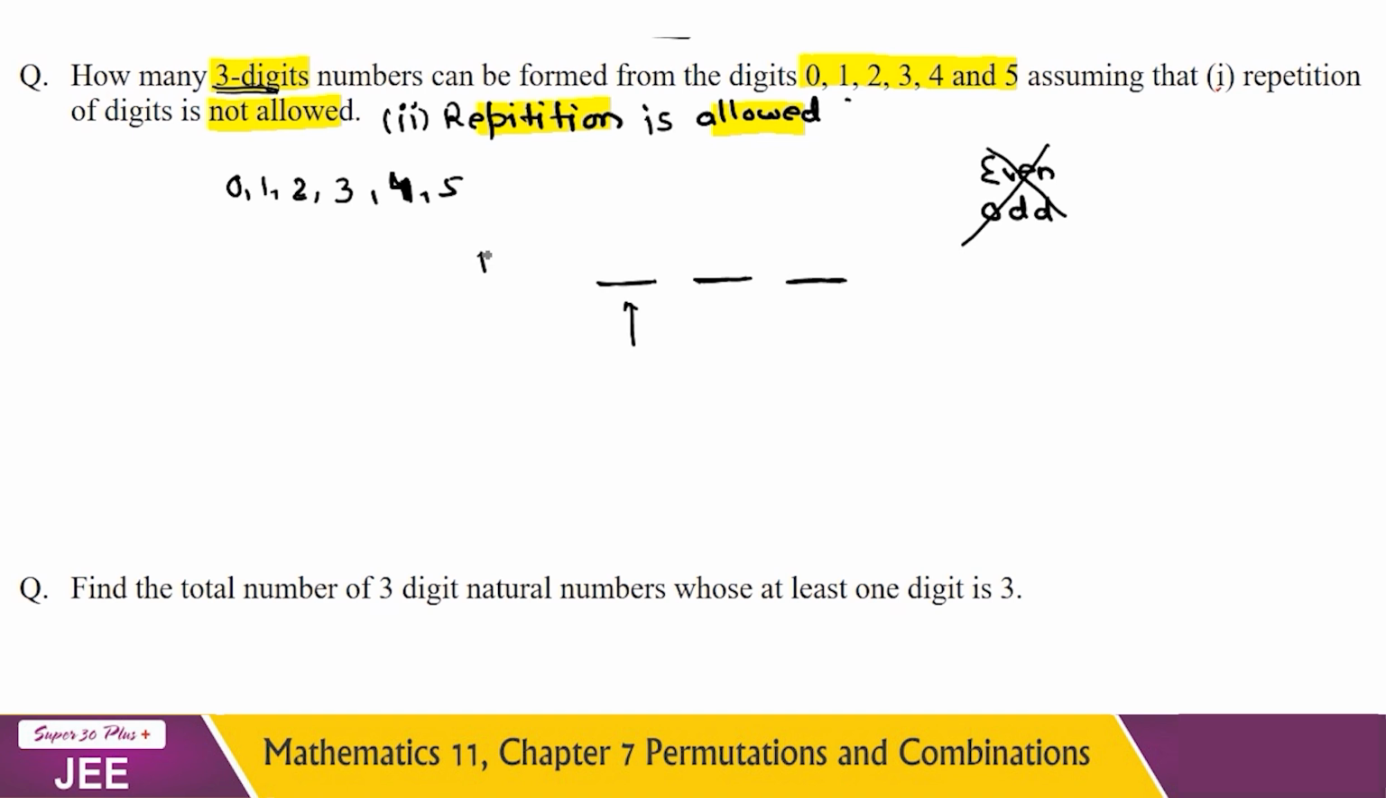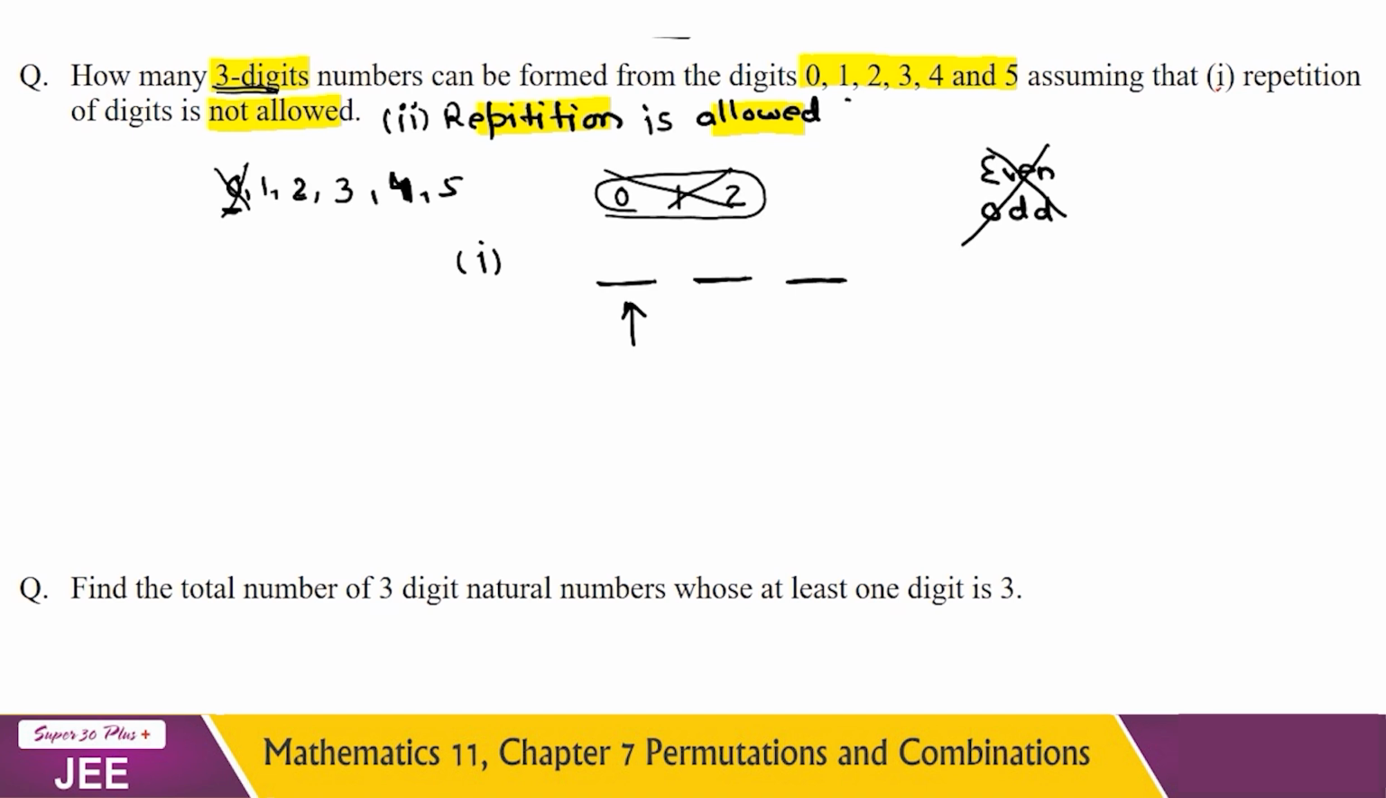So corresponding to the first part of this question, where repetition of digits is not allowed, in how many ways can I fill up this first place? See, at first place 0 cannot be put. Why? Because if you put 0 and then you put 1 at second place and 2 at third place, it is not a 3-digit number. This is a 2-digit number. So 0 cannot be allowed to enter at first place.